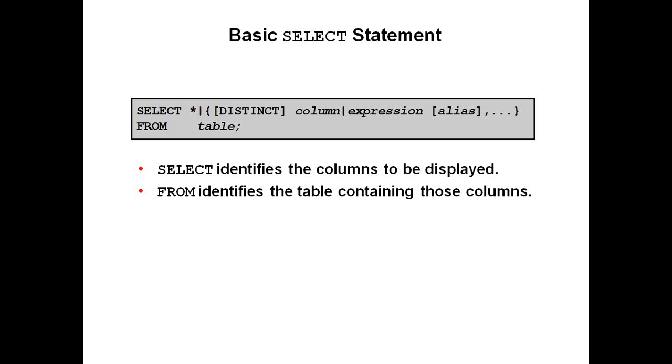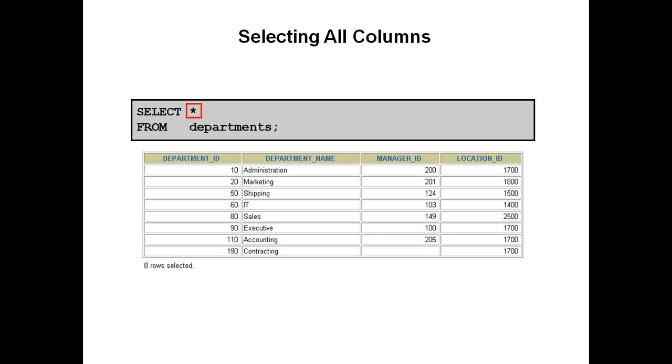A simple select statement basically contains two clauses. The first one is select, which Oracle identifies as the user wanting to retrieve data, and from tells Oracle from which table, view or synonym you want the data to be retrieved. So this is the basic select statement example.